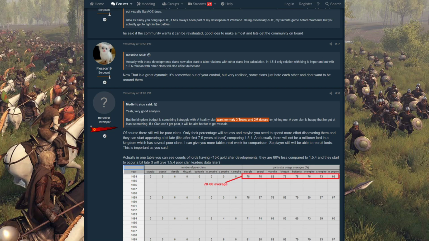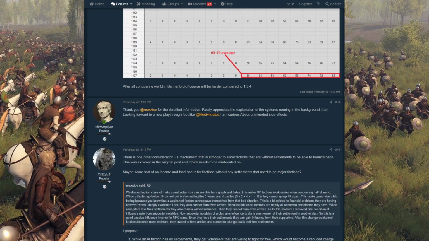Yes, they will probably cost more, but I don't think that a healthy clan will want 3 towns and 2 million dinars. That's an exaggeration in my opinion. After all, conquering the world in Bannerlord, of course, will be harder compared to 1.5.4. Yes, it will be harder to conquer the whole world because obviously stuff is more balanced and clans stay in longer, and that's good. That shouldn't be a thing people complain about. That is a good thing.